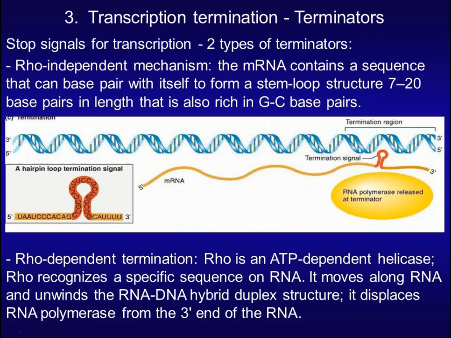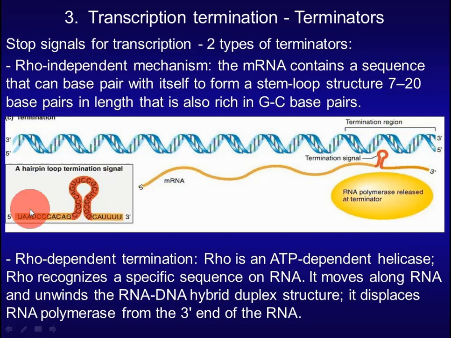There are two types of transcription termination mechanisms. The first mechanism is rho-independent. The mRNA contains a sequence that can base pair with itself to form a stem loop structure, 7 to 20 base pairs in length, that is also rich in GC base pairs.